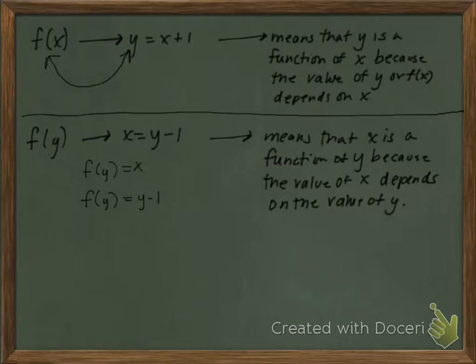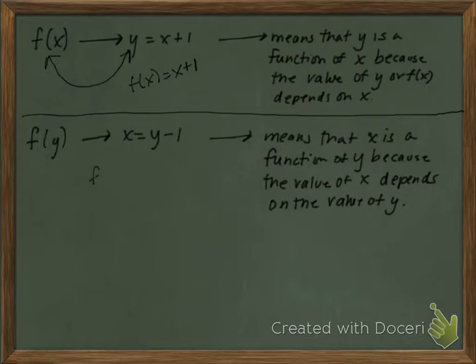So when we say y and f of x, we mean the same thing. And so I have y equals f of x. I can also write this function as f of x is equal to x plus 1, which would be the same as y is equal to x plus 1. And this means that y is a function of x because the value of y or f of x depends on x.